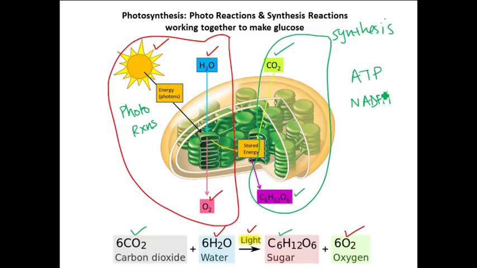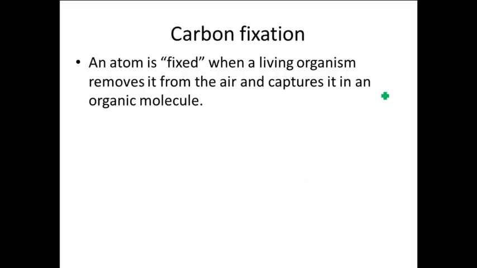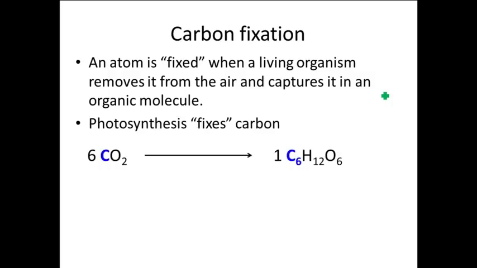Okay, so in the end, we have taken carbon dioxide, used the sun's energy, and made sugar. Okay, and this is actually called carbon fixation. So fixation means that when an atom is taken from the atmosphere by a living organism and it's captured or held into an organic molecule, right? So in other words, it's an organism pulling a molecule out of thin air and making it part of its body. And this is what photosynthesis is doing with carbon. Photosynthesis fixes carbon, right? It takes carbon dioxide from the air and it makes it into glucose, which is then in the plant tissue.